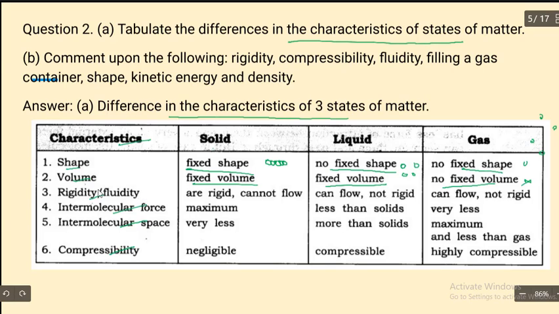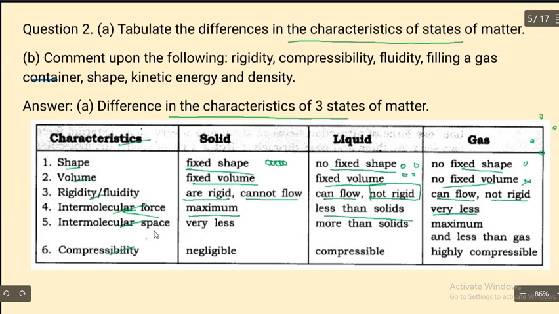So rigidity or fluidity: rigidity is nothing but strongness, and fluidity is nothing but flowing. Do solids flow? No, they cannot flow, but they are rigid, that means they are strong. Liquids can flow, but they are not rigid, that means they are not strong. Gases can flow but are not rigid. Okay, so intermolecular force: the force between the particles of a solid is maximum, liquids have less than solids, and gases have very little, as I said, because of the particles themselves.